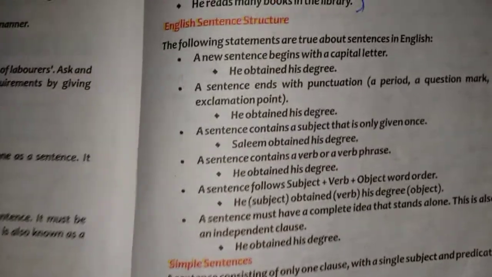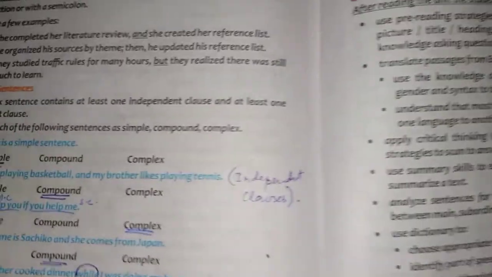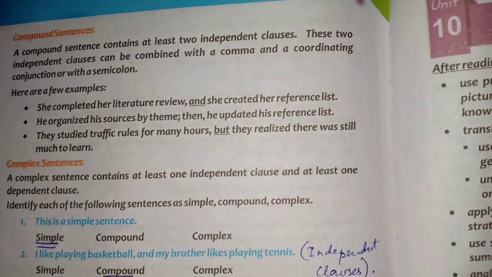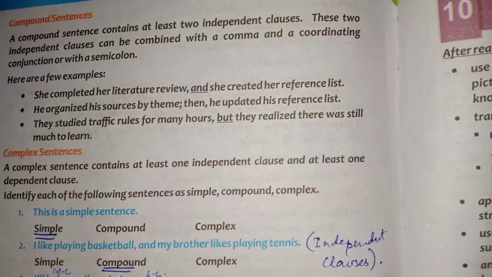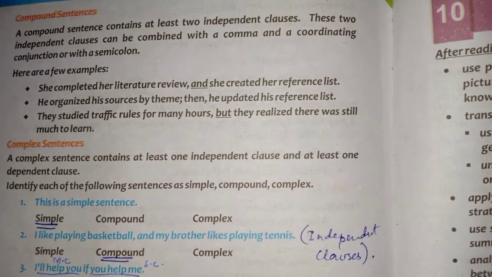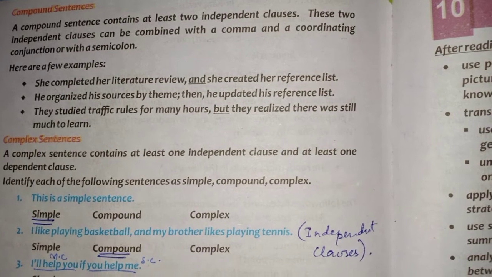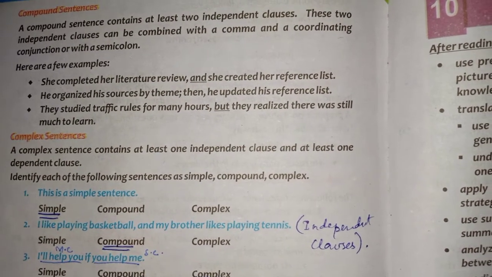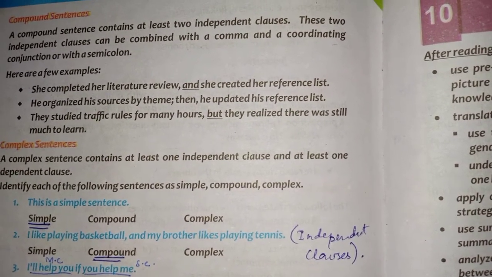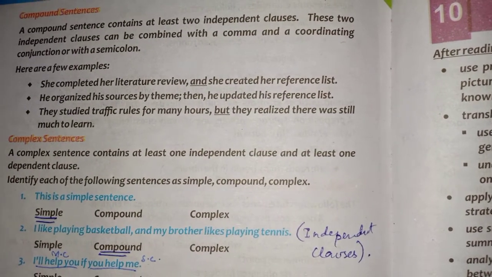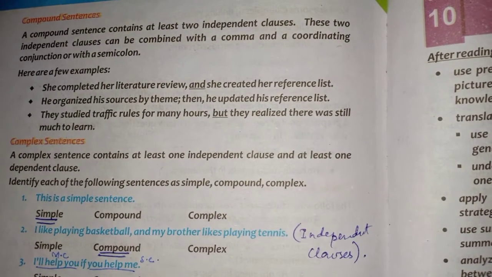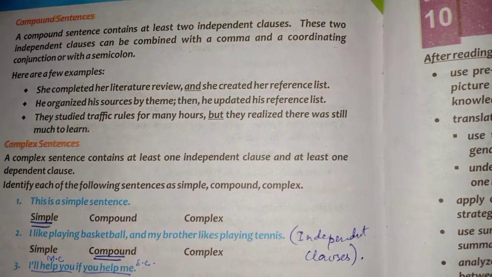Now come towards page 93 of your book. See, compound sentences. Now, what are compound sentences? Remember it on your fingertips that a simple sentence consists of a single clause, a single verb. Whereas a compound sentence contains at least two independent clauses. In a simple sentence, it was one independent clause, one main clause, whereas in compound sentences, two independent clauses.